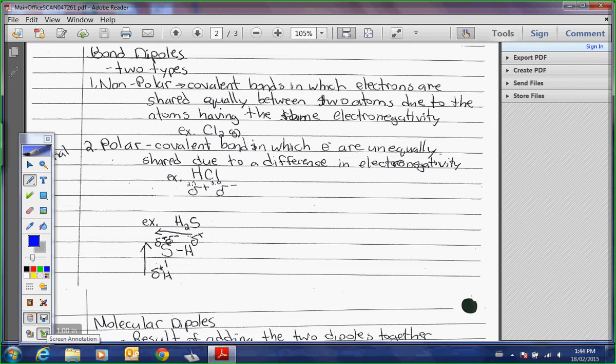Okay, so 2 types. Non-polar: these are covalent bonds in which electrons are shared equally between 2 atoms due to the atoms having the same electronegativity. For example, Cl2. Or polar covalent bonds, where the electrons are shared unequally due to a difference in electronegativity. So there's the example there for you of your HCl.